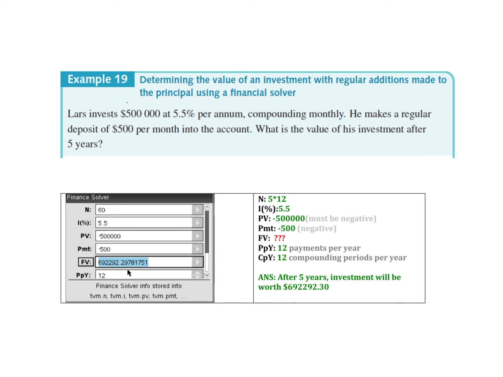500,000. So this will be your PV and it'll be negative because it's an investment at 5.5% per annum. So that's my I. Compounding monthly, so PPY is 12. He makes regular deposit, so that means he's adding into the bank, so it's a positive payment per month. What is the value of the investment after 5 years? So they told me that N would be 5 times 12 because it's monthly. So you can see we've popped that into Finance Solver and they said what's the value? So FV is the question.